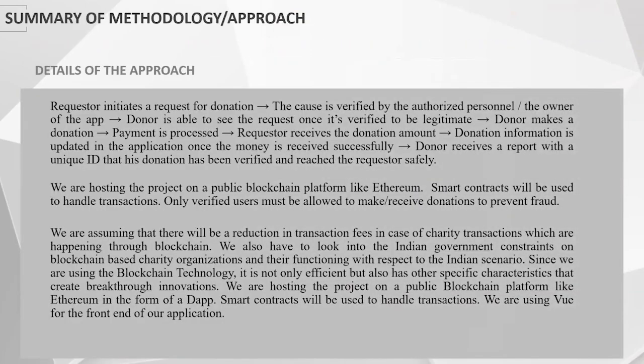After a request is posted, the donor sees the request. After the request has been legitimized, the donor donates the amount with the tracking ID, so that he can see where the donated money goes throughout the network. And we are hosting this on a public blockchain platform like Ethereum. We have made use of smart contracts. Smart contracts remove any third-party applications. It is an automation of the transaction, and will be used to handle all the transactions. Only verified users will be allowed to make donations or receive donations, to prevent any form of fraud.